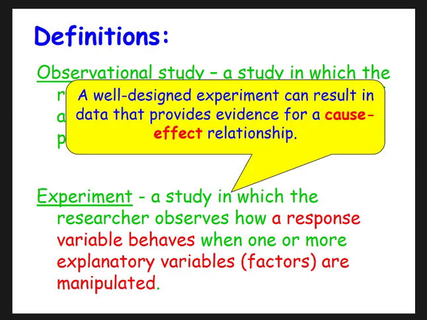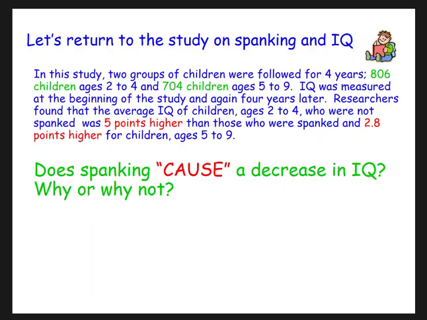So a well-designed experiment can result in data that provides evidence for a cause-effect relationship. It can provide evidence for it, but notice it didn't say it proves it, because there could always be a third factor that forces the changes in both variables. So you've got to select that explanatory variable very carefully, and then what you're going to measure is the response variable as well.